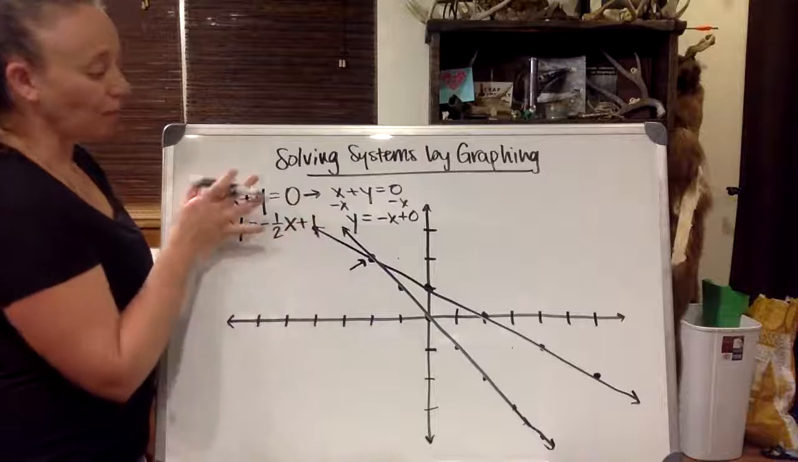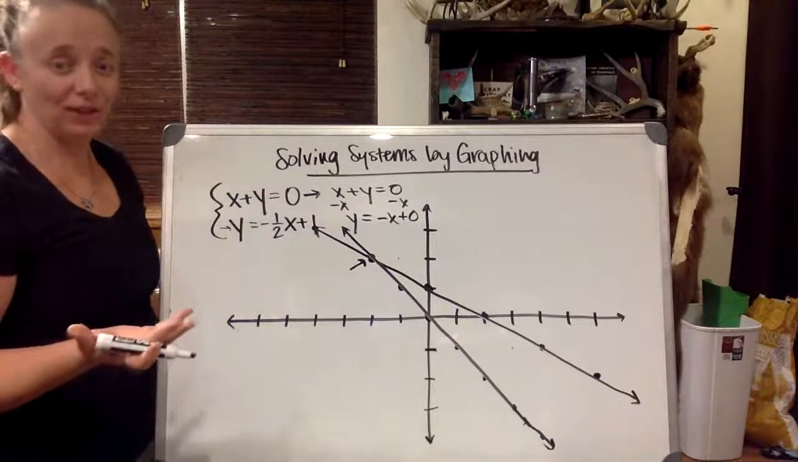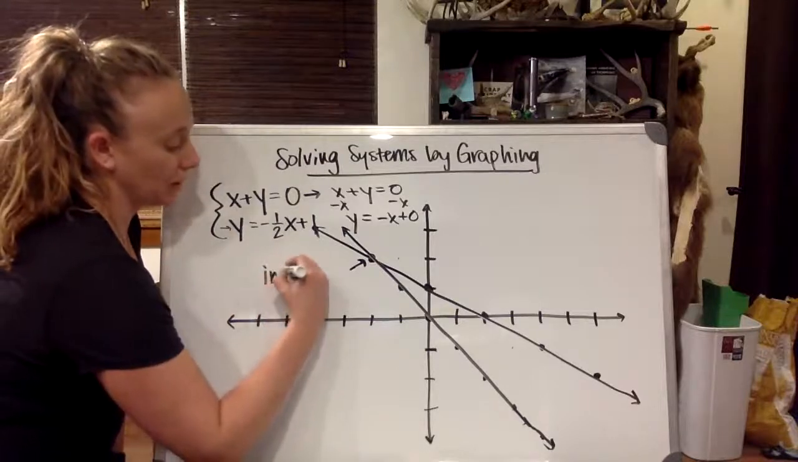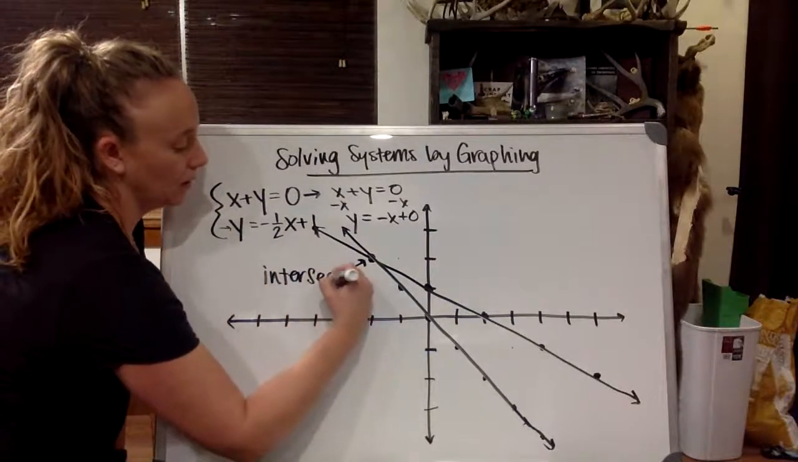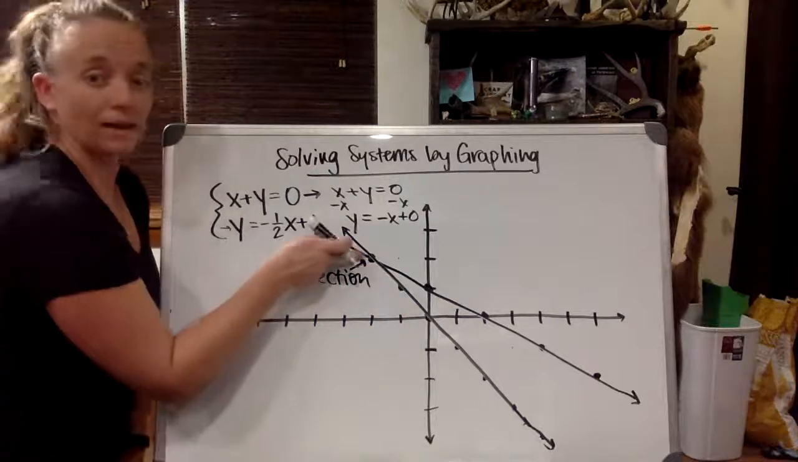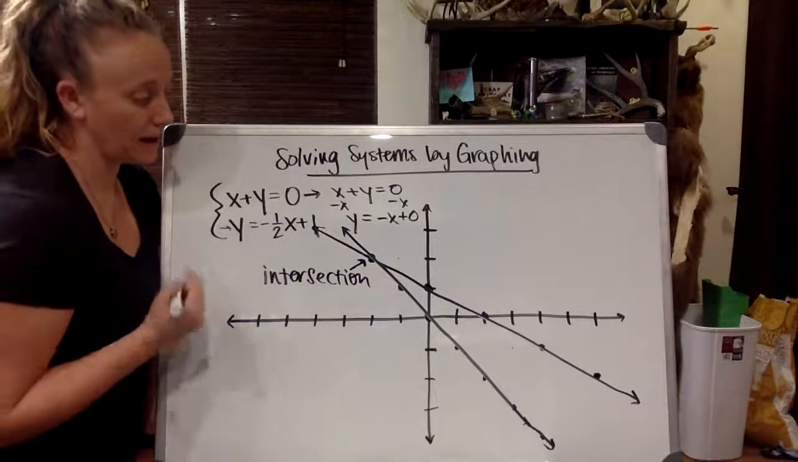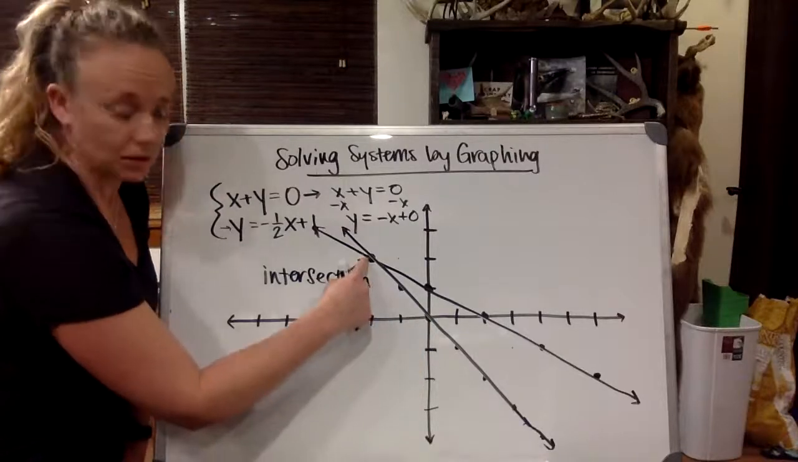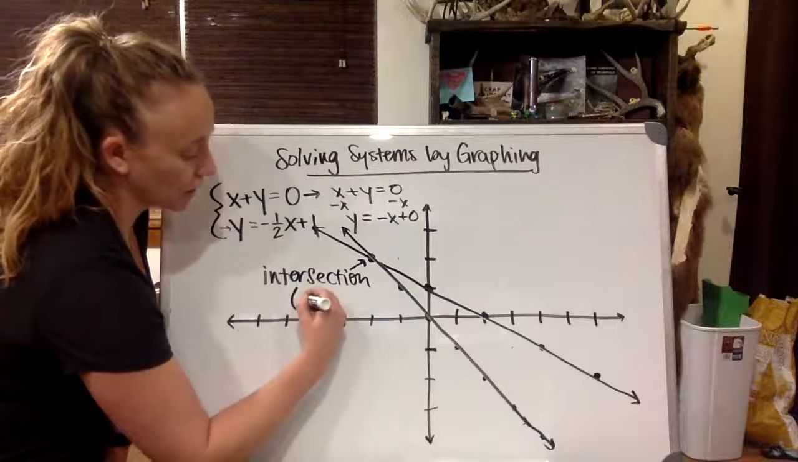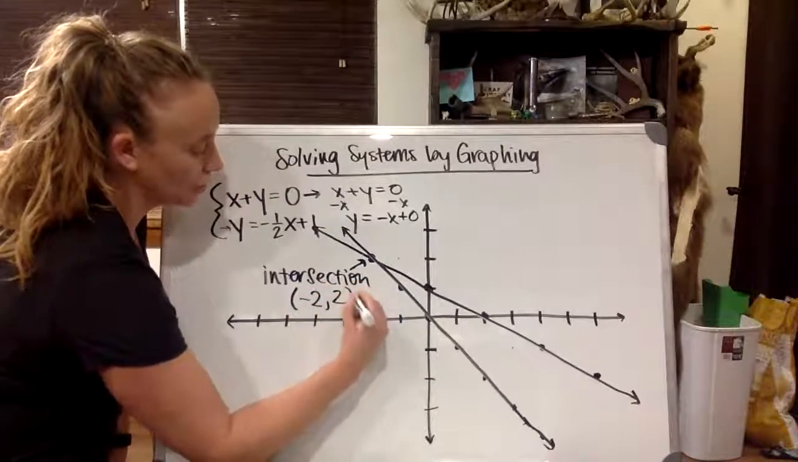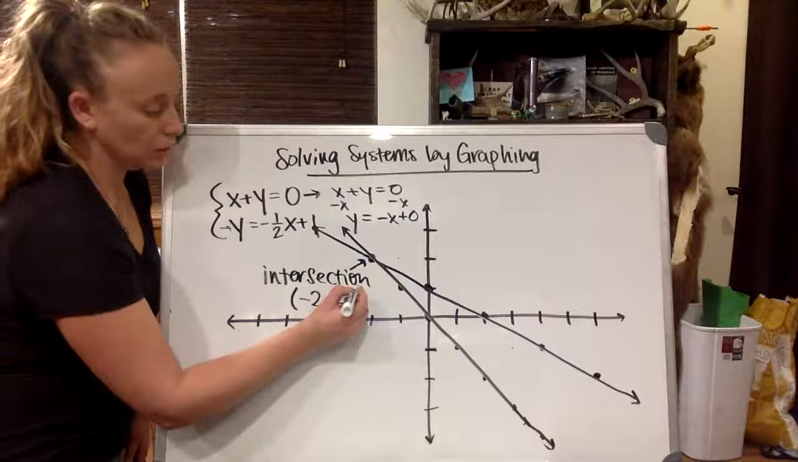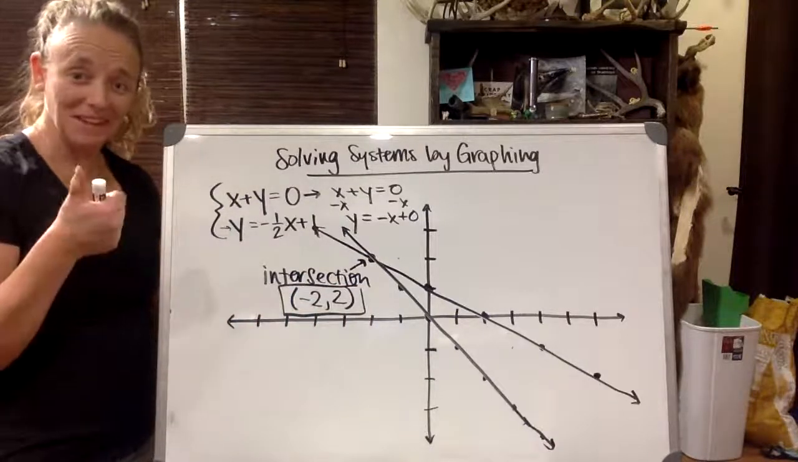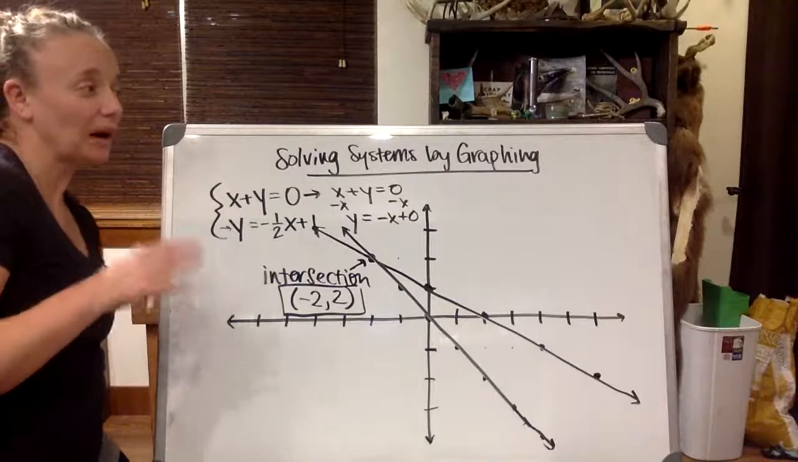Either way, for this system of equations, I've just found the solution. Solution, again, is where it intersects. So the intersection is right there, and that point is -2, 2. So my intersection, or the solution, is -2, 2. So I can say that the solution is just that point. Cool? Isn't that neat?